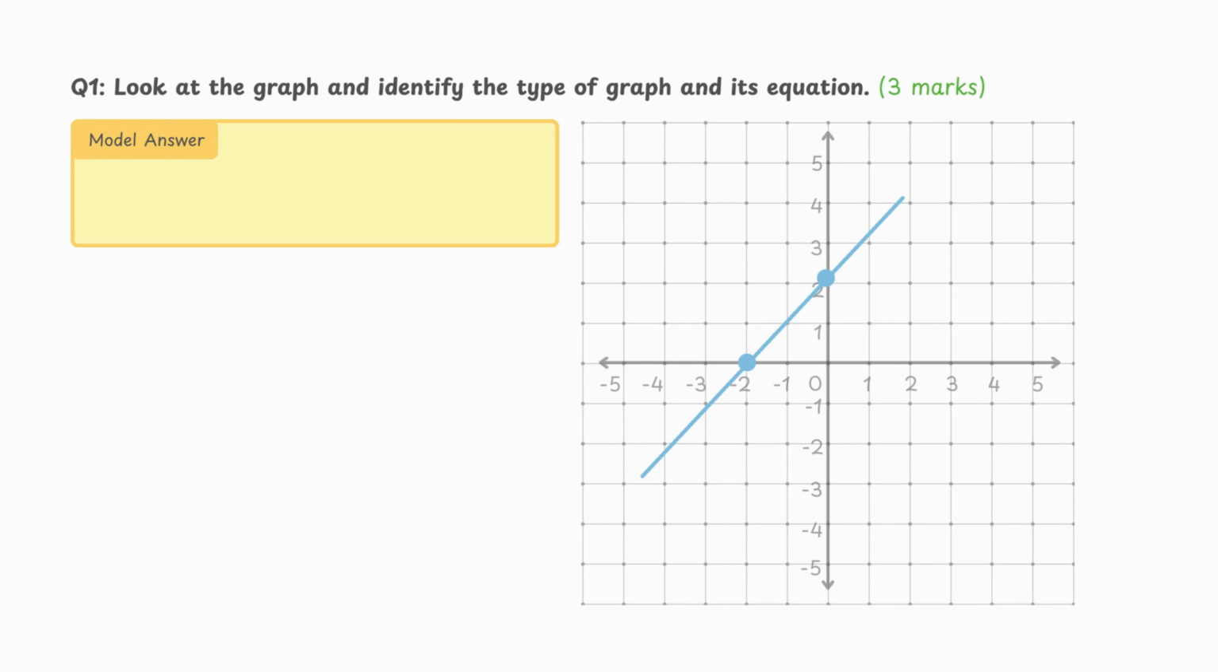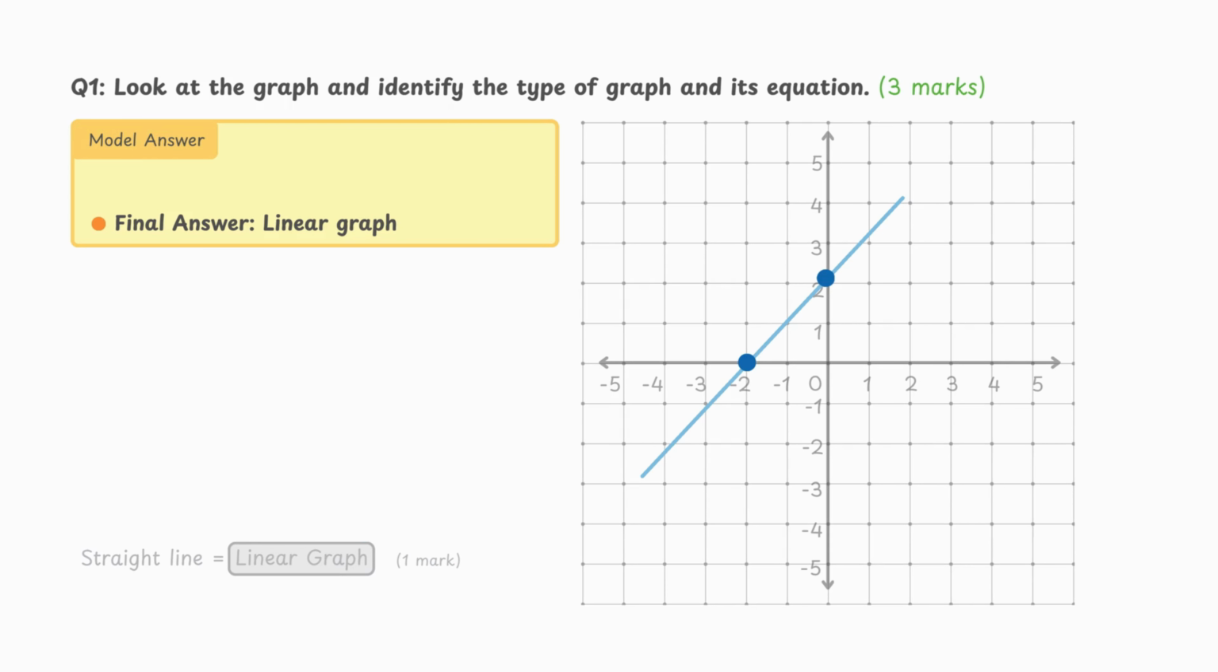We can see that the graph forms a straight line. It does not curve, and it does not change direction. As we move from left to right, the graph rises steadily. This tells us that the gradient is constant. Because the graph is a straight line, we can identify this as a linear graph. This earns 1 mark. Now let's find the gradient.